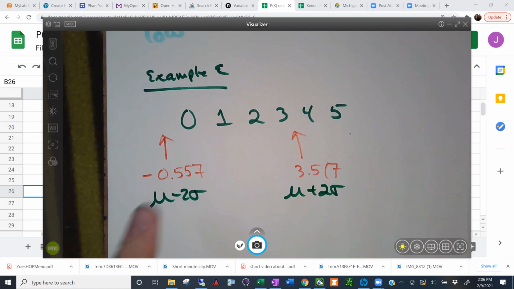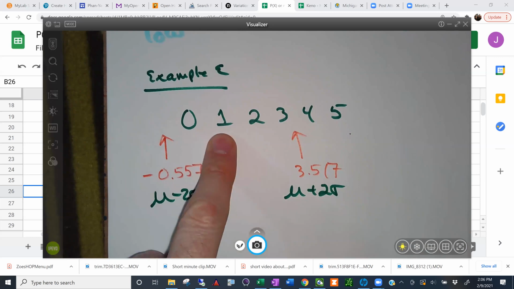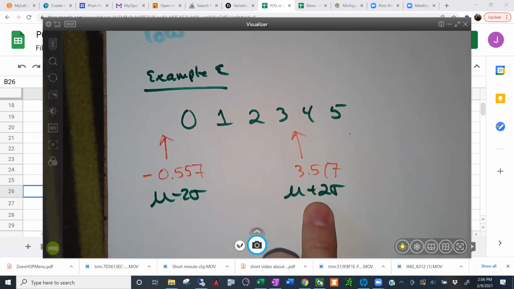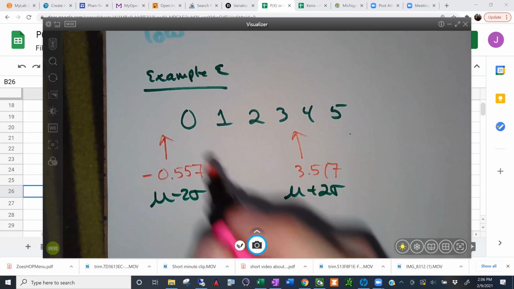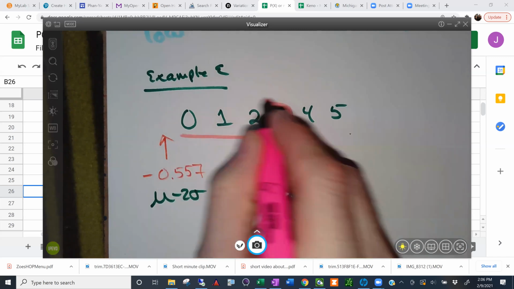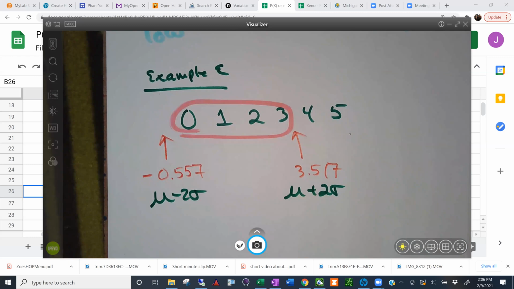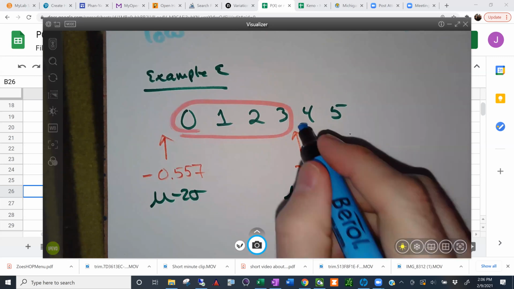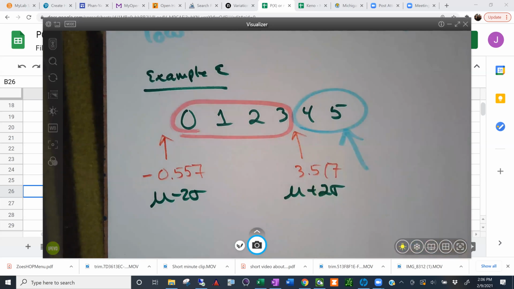Now, can you have negative 0.557 sleepwalkers? No, you can't. Well, what numbers can we have? 0, 1, 2, 3. Now, 3.517, that was mu plus 2 sigma. So it's these numbers that are in this range. So what's that saying about 4 and 5? They are significantly high. Thanks, Don. They're significantly high.